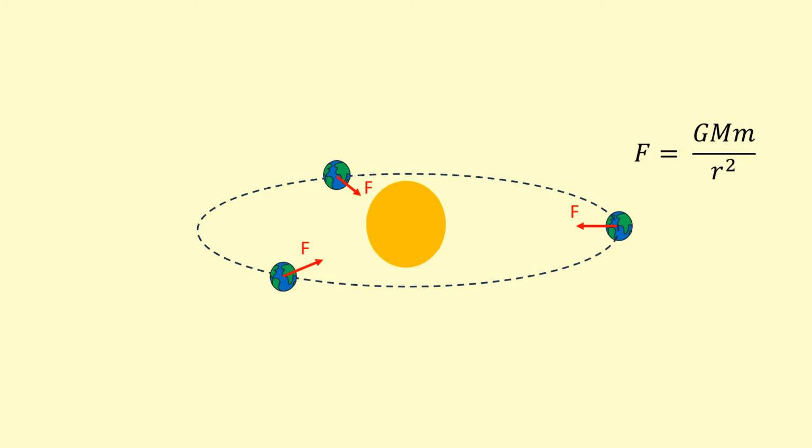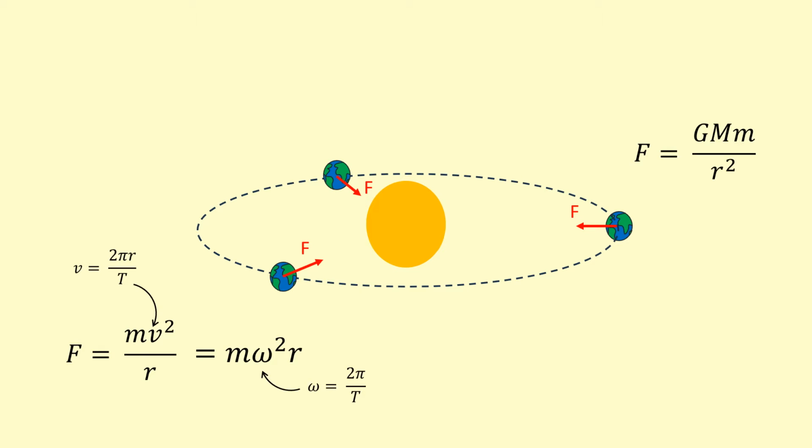So we can also use the circular motion equations. For example, the centripetal force equation, mv squared over r, where v is the speed of the Earth around the Sun. That can be determined using the circumference divided by the time period, 2 pi r divided by capital T, which is the time period. We could also use F equals m omega squared r, where omega is 2 pi over T.